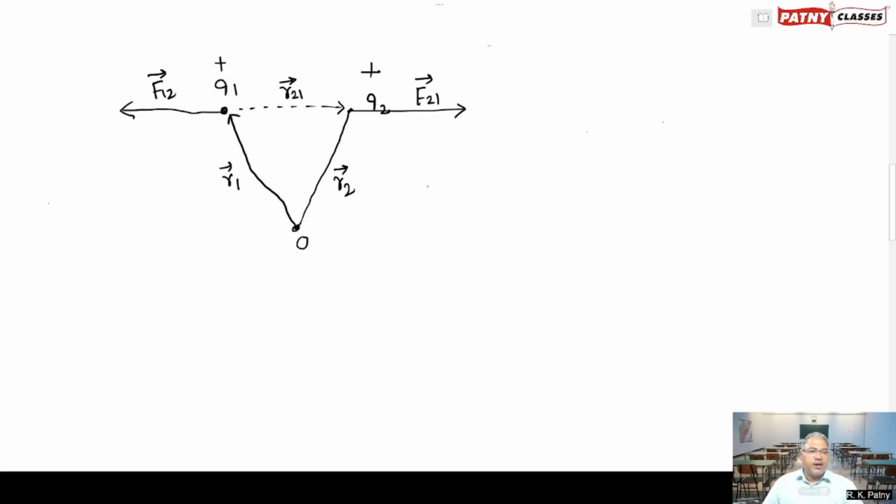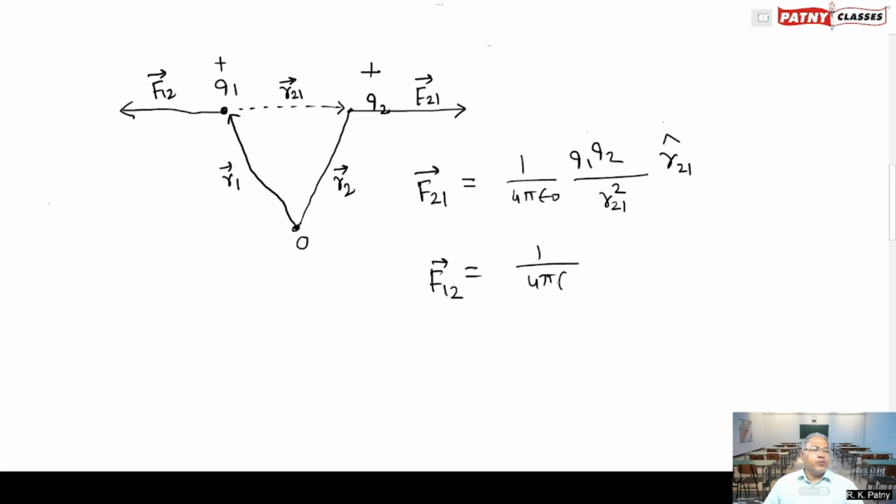Now here I can write the expression for vector F21, that is nothing but 1 upon 4 pi epsilon naught, Q1 Q2 upon R21 square, multiplied by unit vector R21 cap. And vector F12 is nothing but 1 upon 4 pi epsilon naught, Q1 Q2 upon R12 square, multiplied by the unit vector R12 cap.